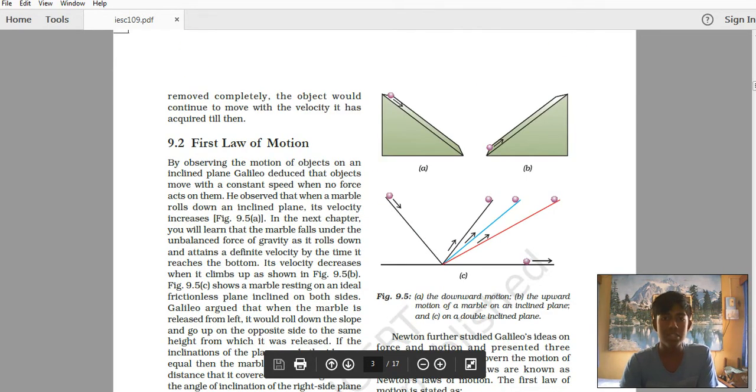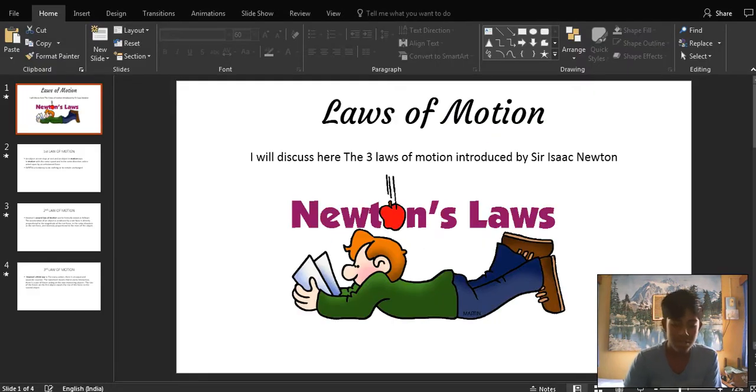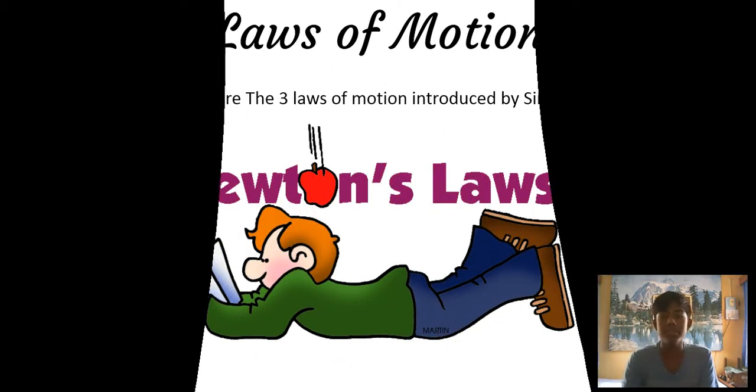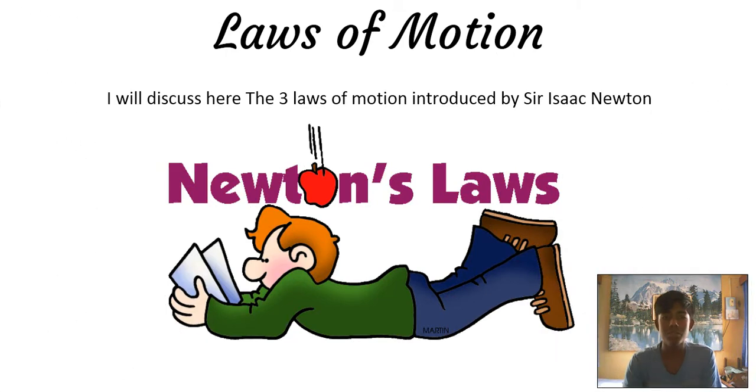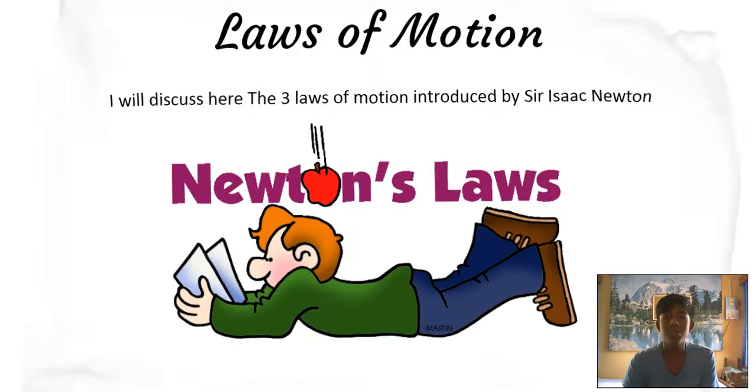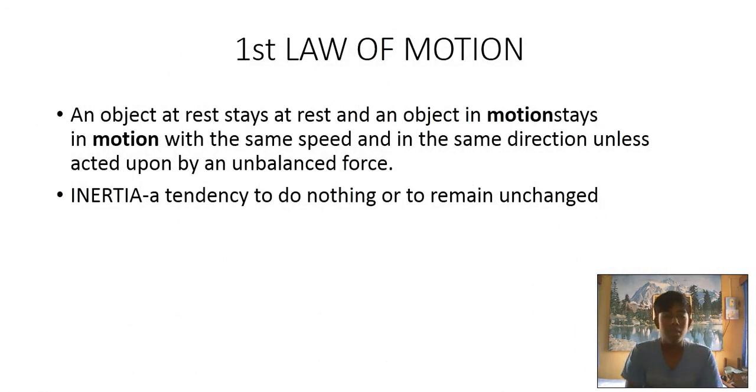The laws of motion have come, so we will read it from the PowerPoint presentation. This is my presentation. The laws of motion. There are 3 laws of motion we will discuss. They are by Isaac Newton, and this is a funny photo. So let's go. The first law of motion. It states that an object at rest stays at rest and an object in motion stays in motion with the same speed and in the same direction unless acted upon by an unbalanced force.